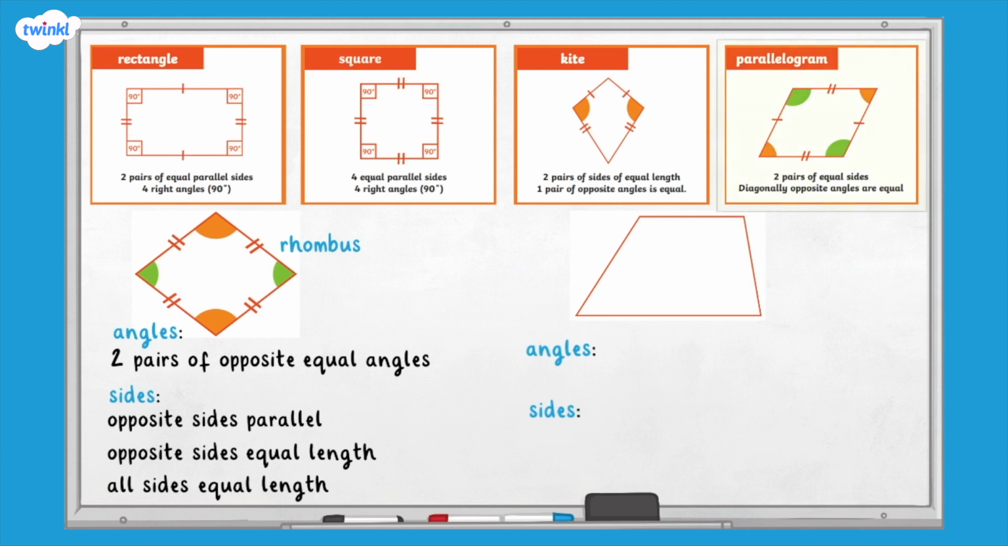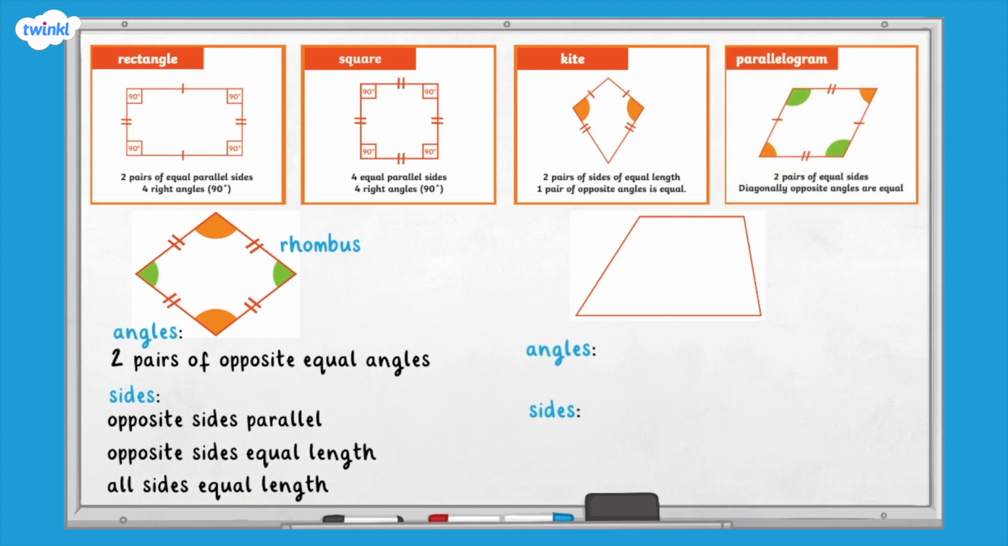If we look at the rhombus next to the parallelogram, we can see that it fits the same description. It has 2 pairs of opposite equal angles, 2 pairs of parallel sides, and its opposite sides are equal in length. So, along with a rectangle and a square, a rhombus is another special type of parallelogram.